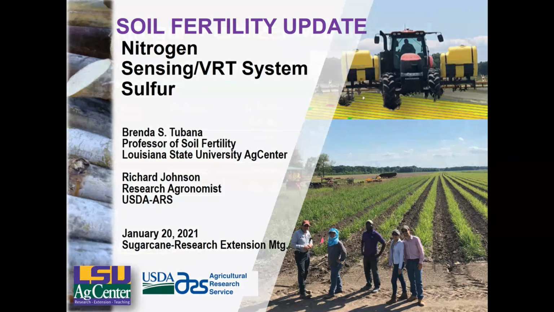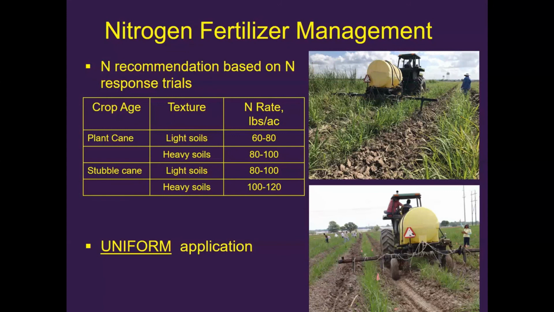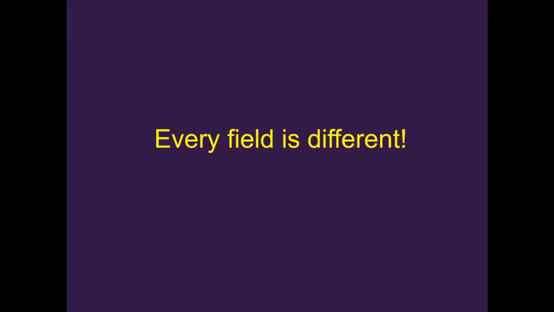So you've seen these slides already, in Rich's presentation, showing the current recommendation we have for nitrogen fertilizer, where we refine the recommendation based on crop age and texture, giving all these rates that we have here, 60 to 80 pounds, up to 100 to 120 pounds on heavy soils on a stubble cane. What's quite outstanding here is that the fertilizer recommendation is given and applied uniformly in the field regardless of condition. And that's where we come in with the use of variable rate technology in the system.